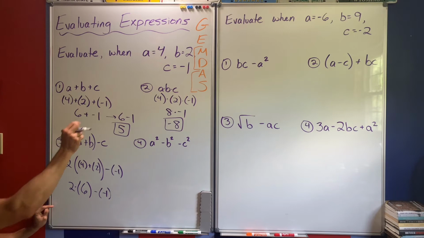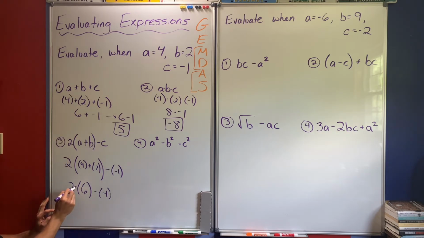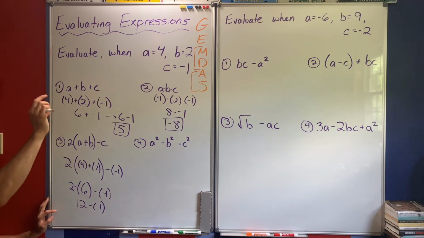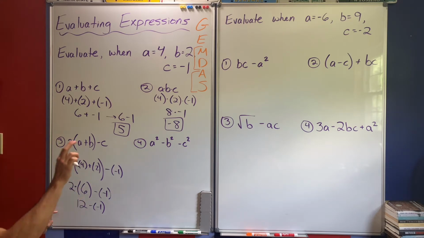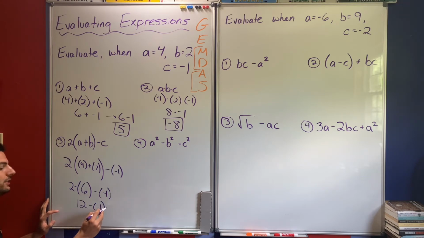So I can skip right down to multiplication and division. Do I have any of that going on? Yes, I do. I have this 2 times 6 right here out in front. So I can do 2 times 6 is 12, and then minus negative 1. So that took care of that third tier, multiplication and division. So I move on to the last tier, addition and subtraction. So 12 minus negative 1, and that can be tricky.